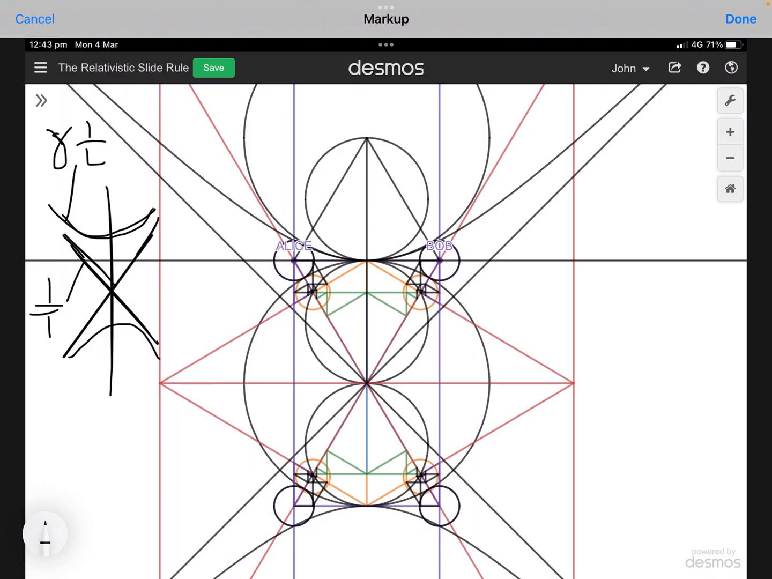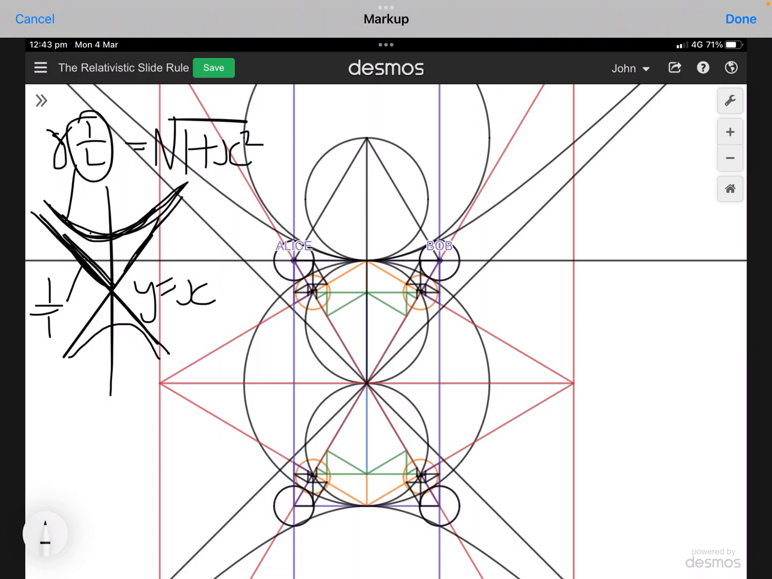Gamma is 1 over L, and a phase velocity is just x times y. Y equals x, and then gamma is just the square root of 1 plus x squared. So that's how I get that parabola shape, and that's normally how you see it graphed in special relativity.